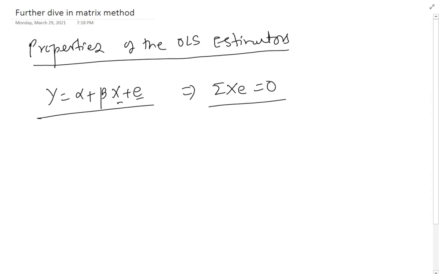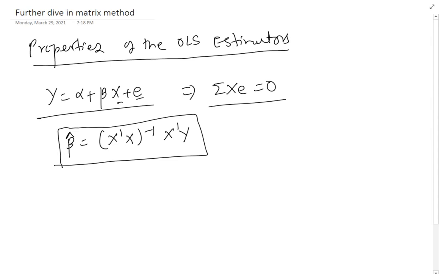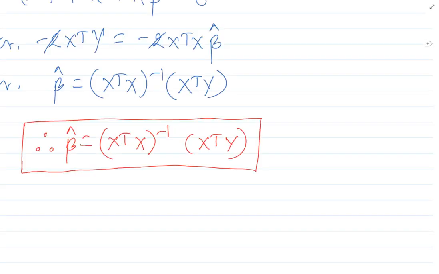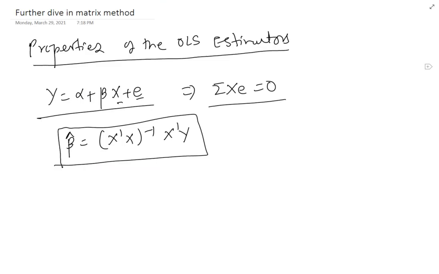Since we have learned that beta hat equals x transpose x inverse x transpose y, this is the value that we derived for the beta hat. We have already derived it, and you can see it in my previous video. So with this we can go a step further: x transpose x times beta hat equals x transpose y.